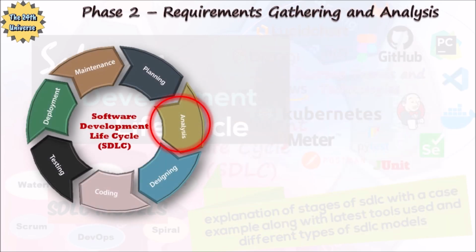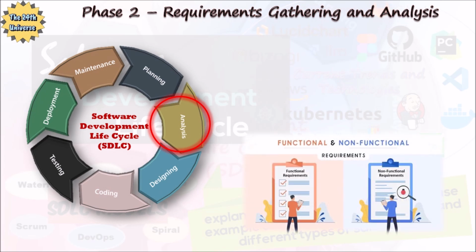The next phase is gathering and analyzing requirements. We meet with stakeholders to understand both functional and non-functional requirements here. This is documented and used as a blueprint that serves as a reference for the development team.